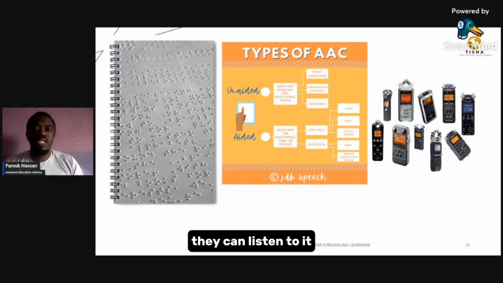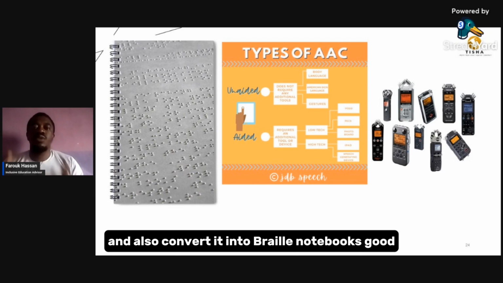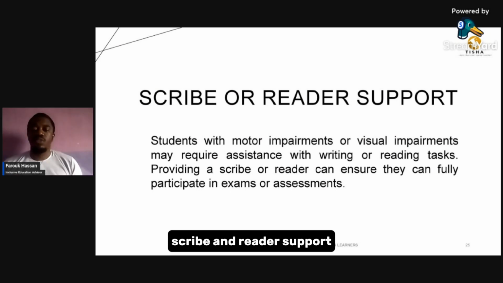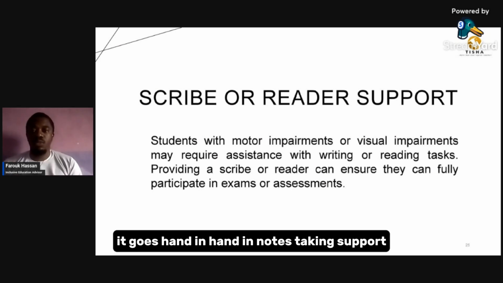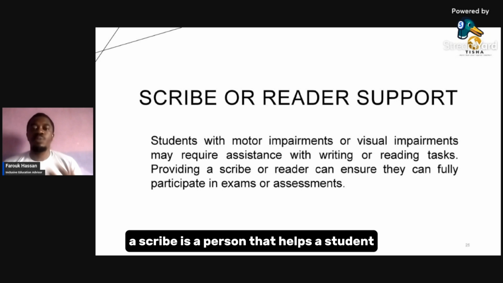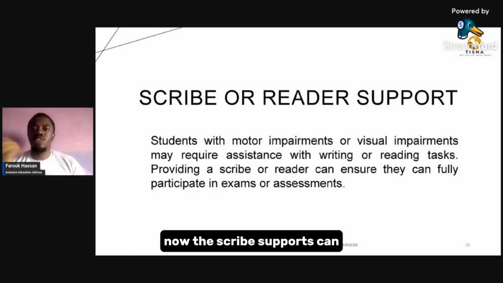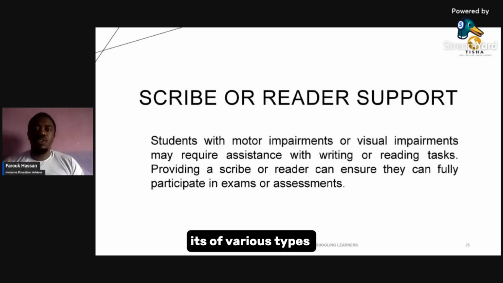They can listen to it and also convert it into braille notebooks. Good. Now, like I mentioned, scribe and reader support goes hand in hand with note-taking support. A scribe is a person that helps a student in copying their notes in the classroom. Now, the scribe support is of various types. There's partial scribing, there's full scribing.